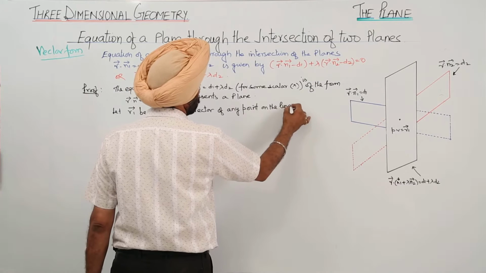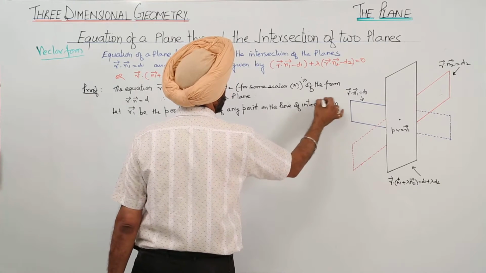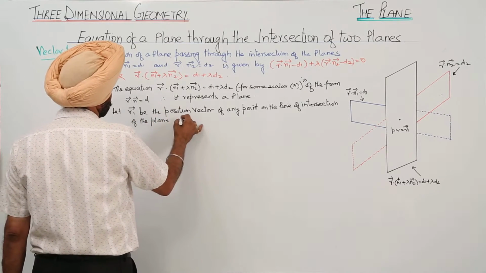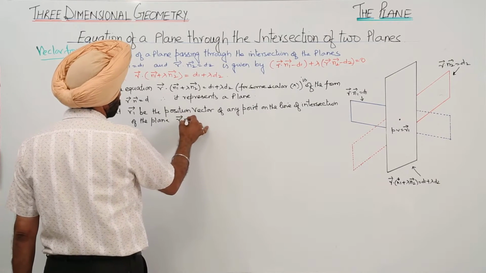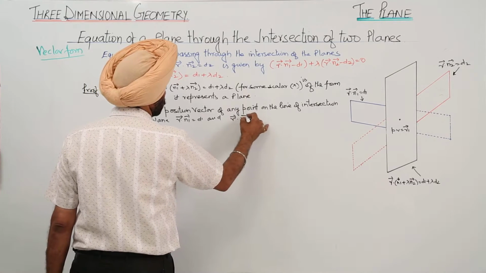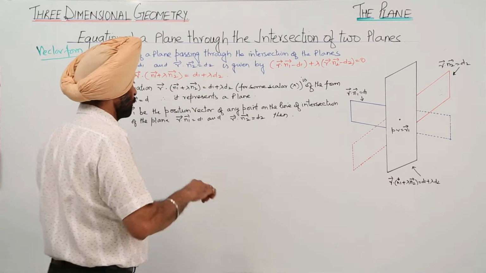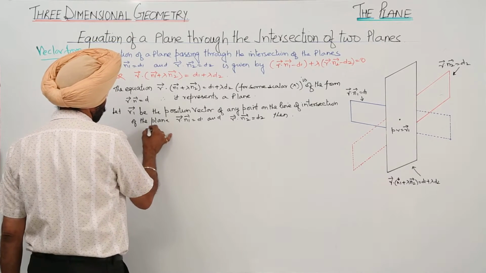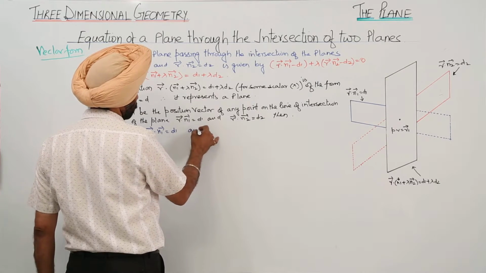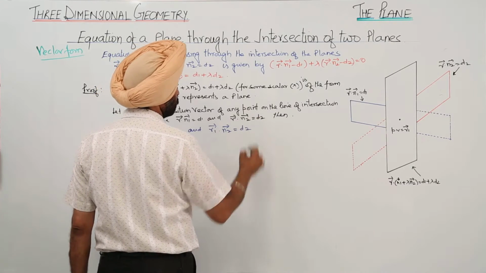on the line of intersection of the planes vector r dot vector n1 is equal to d1 and vector r dot vector n2 is equal to d2, then vector r1 dot vector n1 is equal to d1 and vector r1 dot vector n2 is equal to d2.